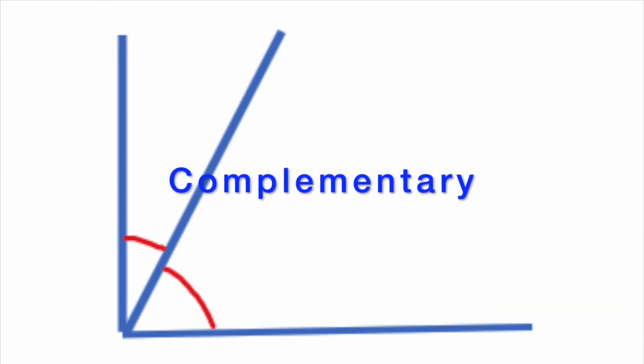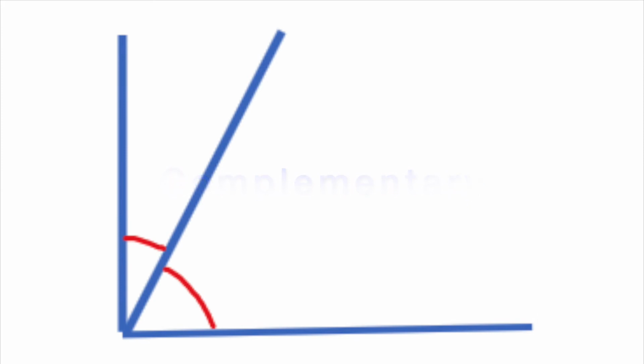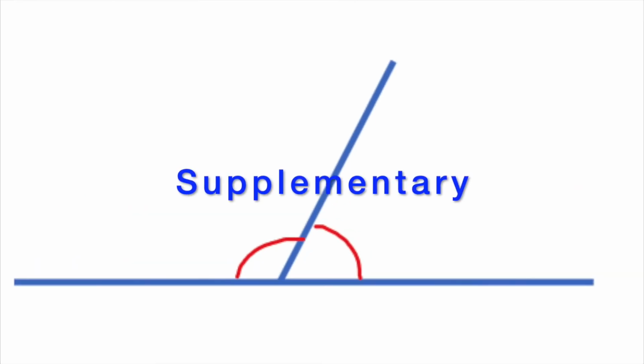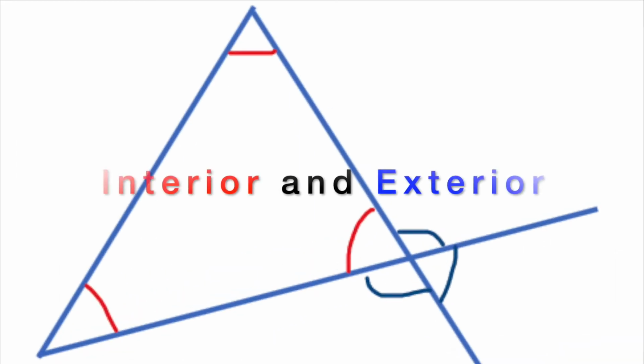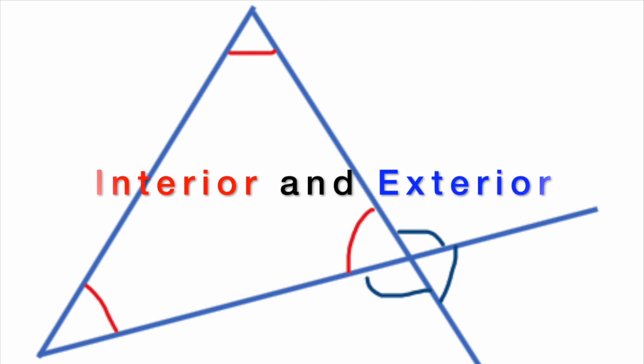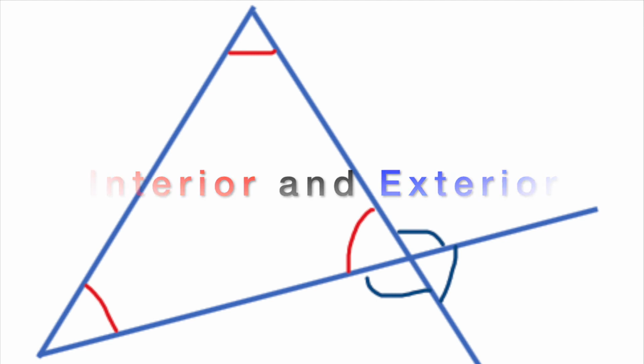When adjacent angles add up to 90 degrees, they are referred to as complementary angles. And when they add up to 180 degrees, they are supplementary angles. Interior angles are angles on the inside of a polygon, just like the red ones in this triangle. Angles outside the polygon are called exterior angles.